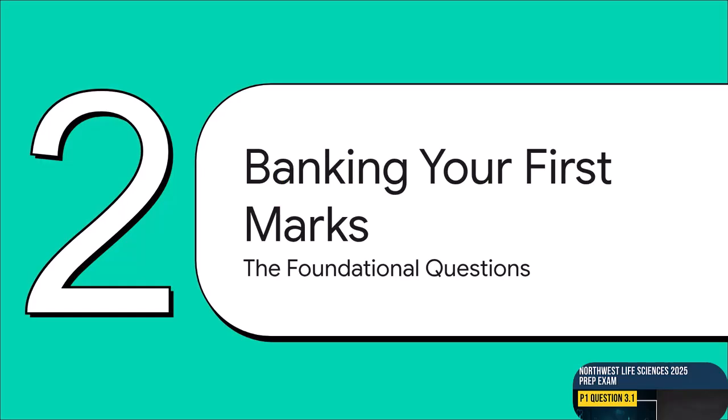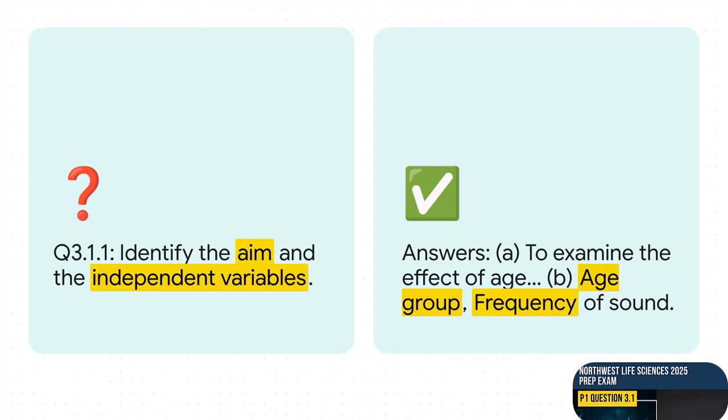See? We just completely decoded the whole setup without even breaking a sweat. So now, let's use that info to start banking those easy, foundational marks. The first few sub-questions are almost always based on what we just did. And here's the proof. Look at this. Question 3.1.1 asks for the aim and the independent variables. And if you look at the official marking guideline on the right, the answers are exactly what we just highlighted, literally word for word. It really is that straightforward.